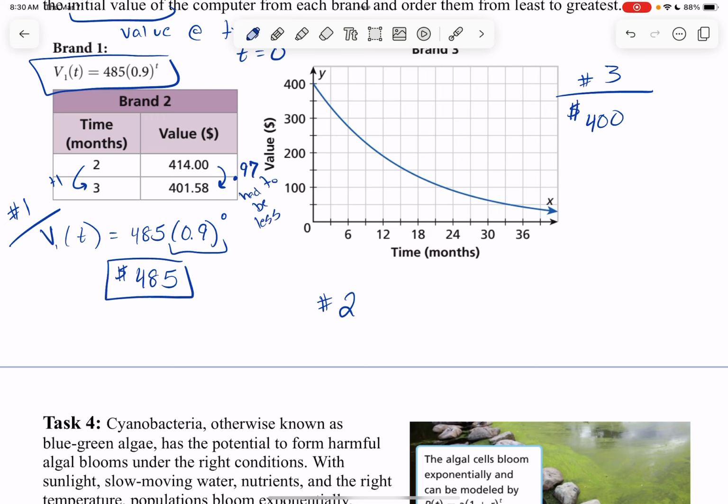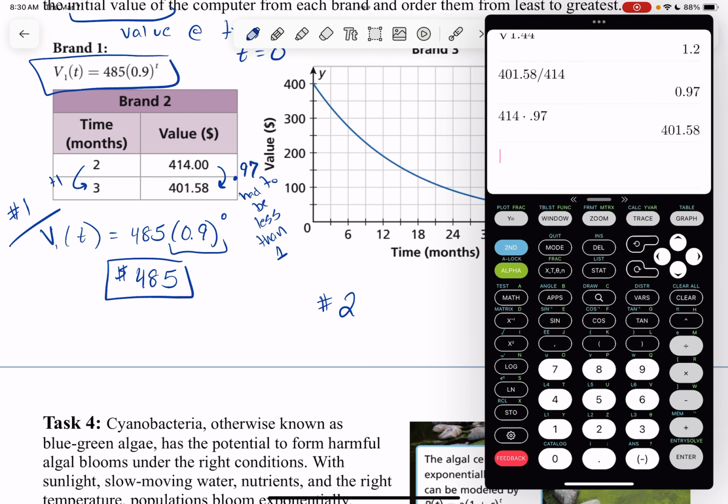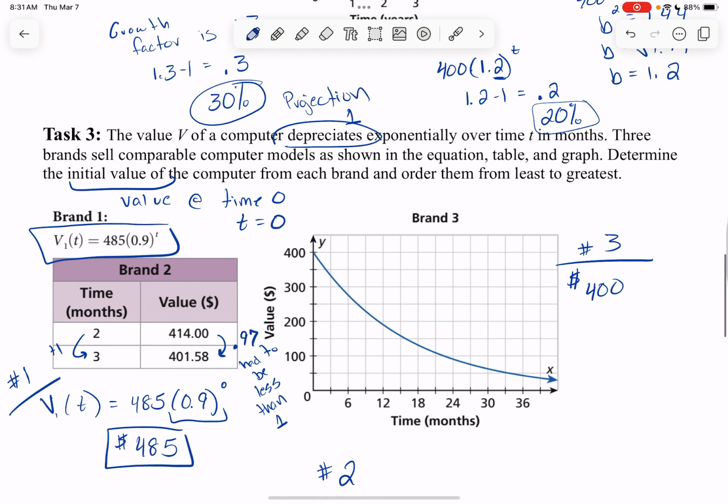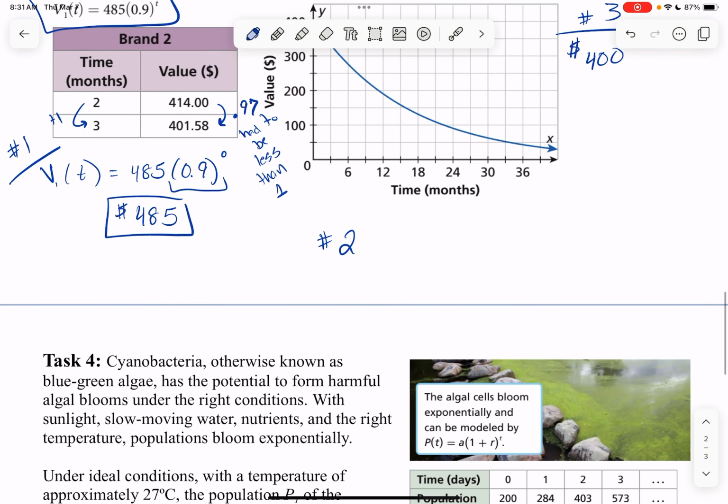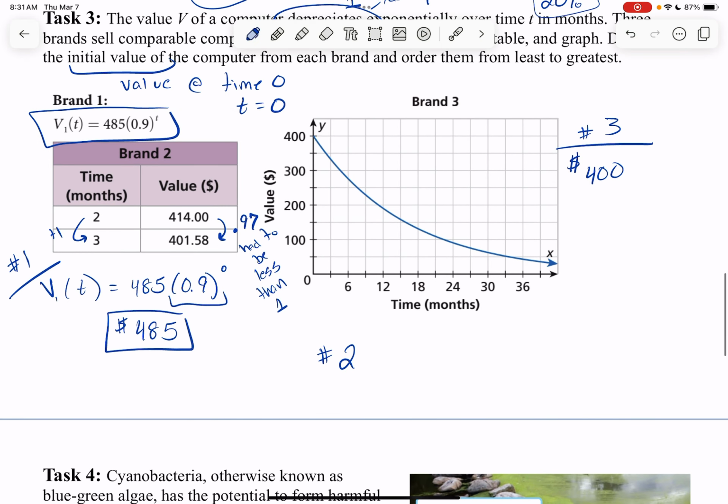I almost divided it the wrong way, because we normally tend to divide the big one first. If I had divided the other way, 414 divided by 401.58, I get more than 1, which tells me this would be a growth. And it's not. We know it depreciates, so I know it has to be a decay. So I know I multiply by 0.97 each time.